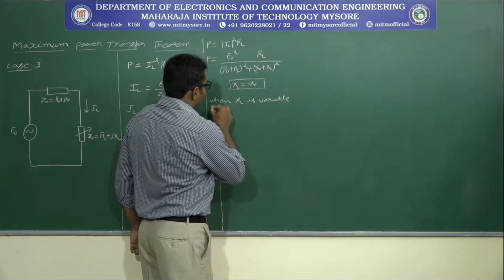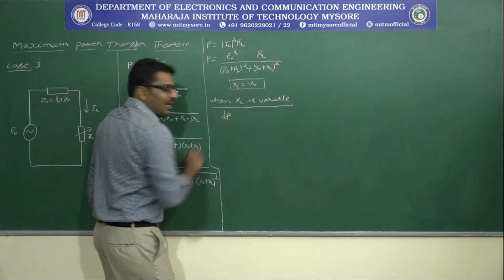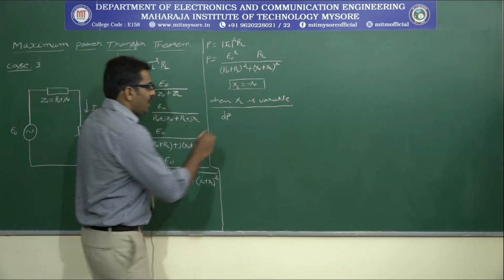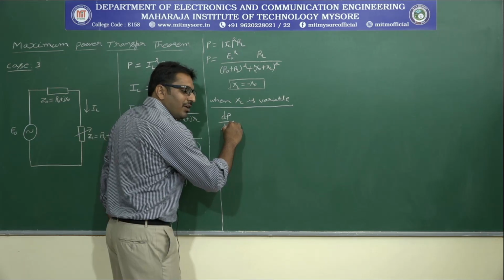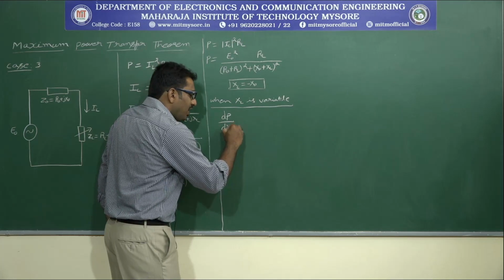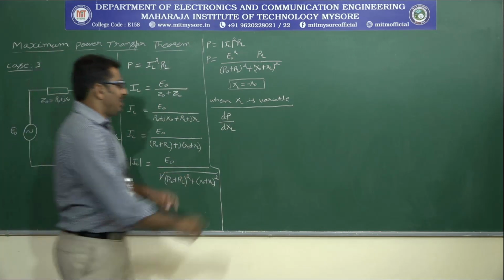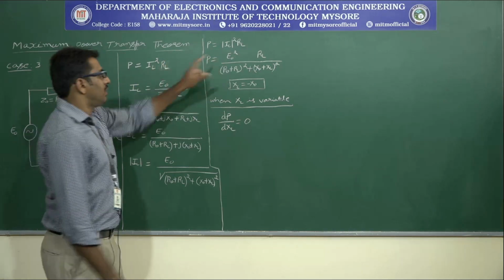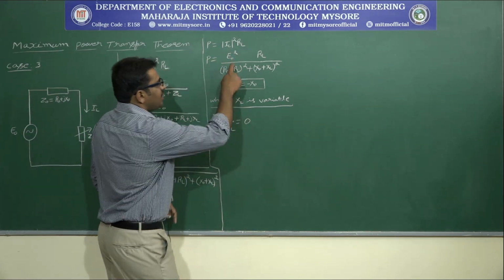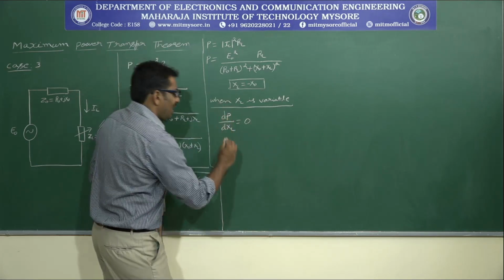When XL is variable, we differentiate the power, dP, with respect to XL. Which one is the variable here? Only XL, right? So differentiate with respect to XL only, then equate that to 0. Just differentiate this with respect to XL.